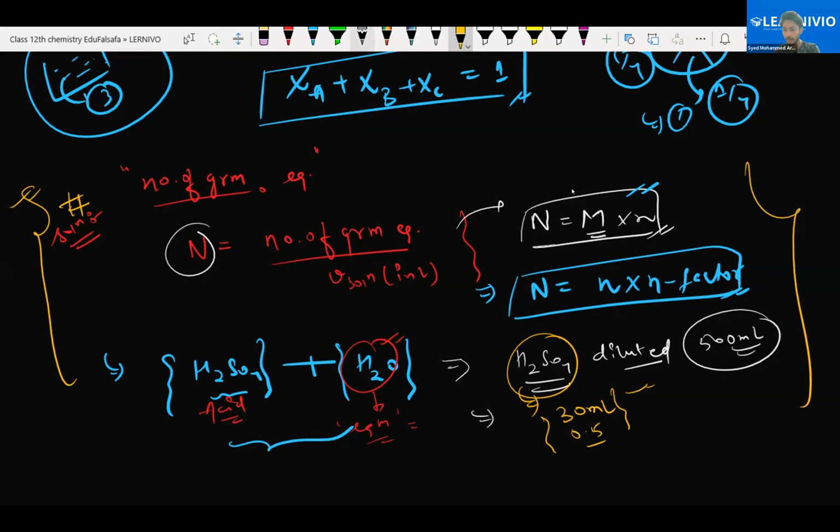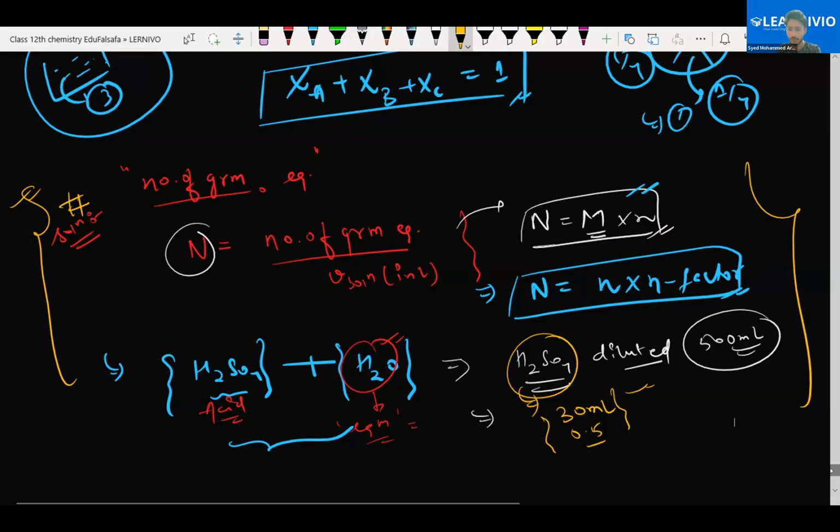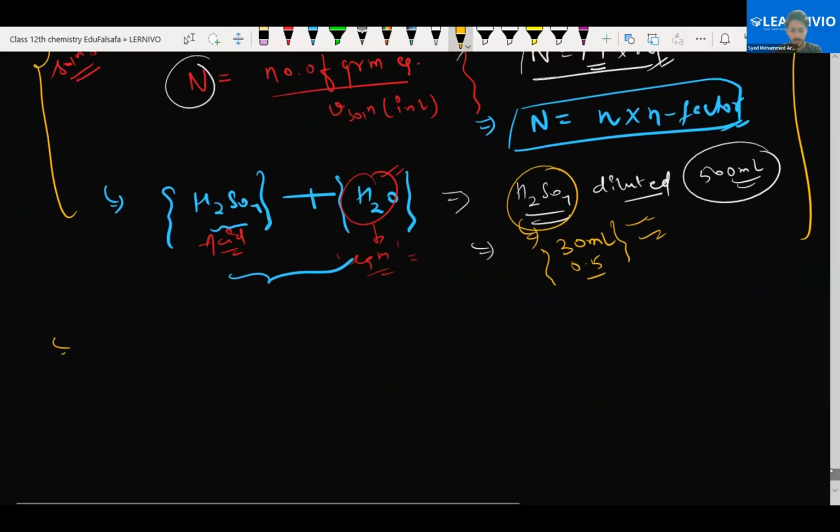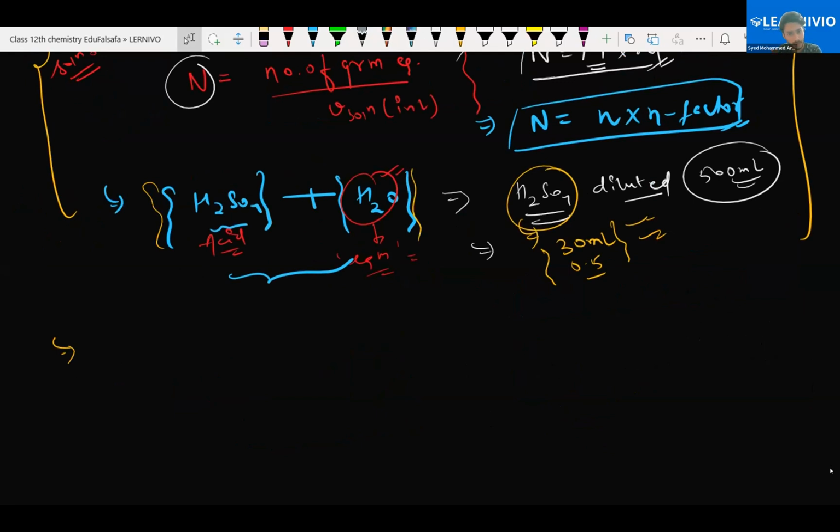Okay. So now how do you need to solve this? Basically I am treating this as a chemical reaction. H2SO4 is dissolved in water. Okay, fine. So I am basically more concerned about the number of gram equivalent. Why? Because I know that the number of gram equivalent of H2SO4 is always equal to the number of gram equivalent of H2O. Correct or not? Are you getting my point? From here I am able to get the relation between these two reactants.